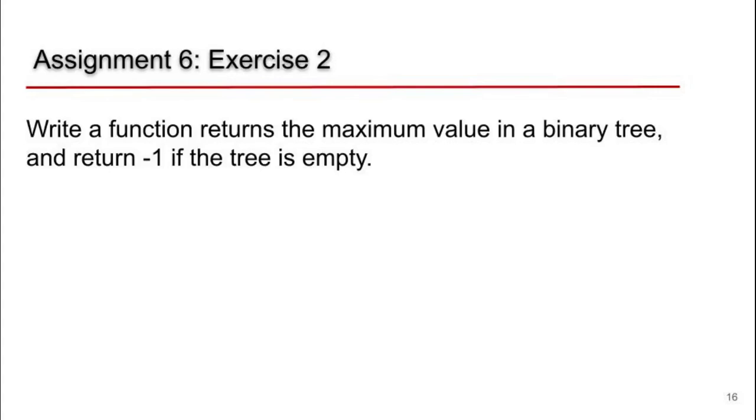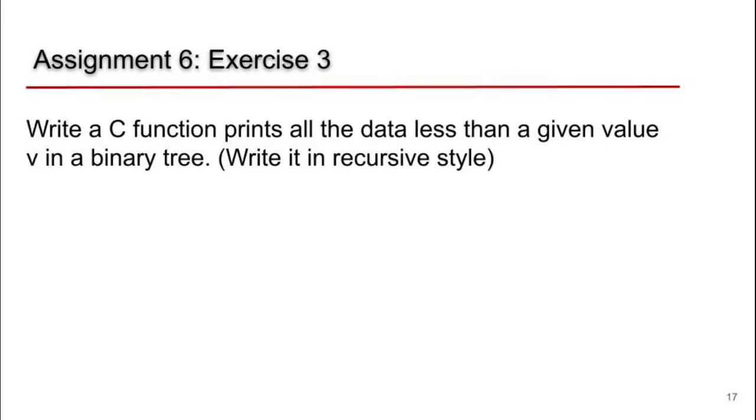Here you must return the max value, and this one should use recursion. You can assume that the tree is ordered like this one. I mean, the right branch is bigger than the left branch in finding the maximum value. Okay, is it clear?